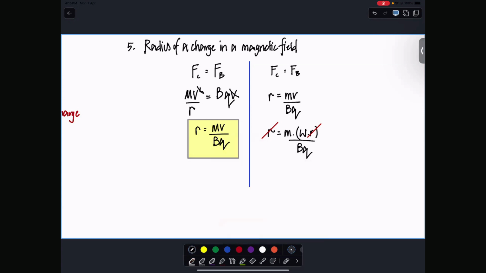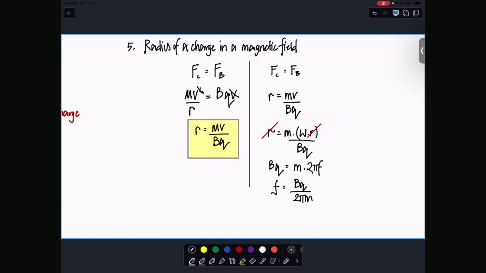m omega square r. Again, the r cancels out, because on the other side, you have v equals omega r. In bqv there is also an omega, so from here we get bq m times 2 pi f. So f is equal to bq divided by 2 pi m.